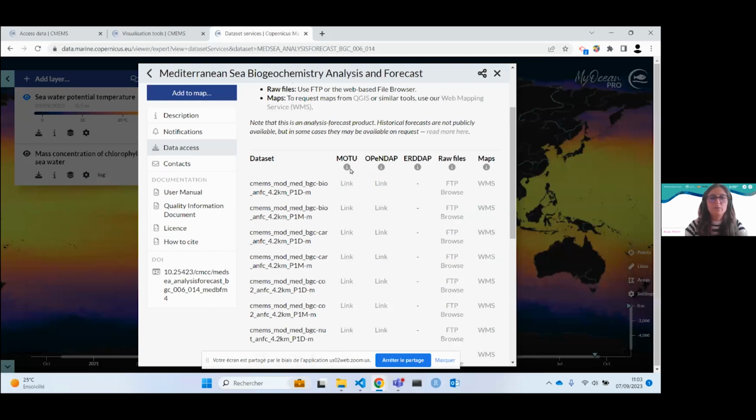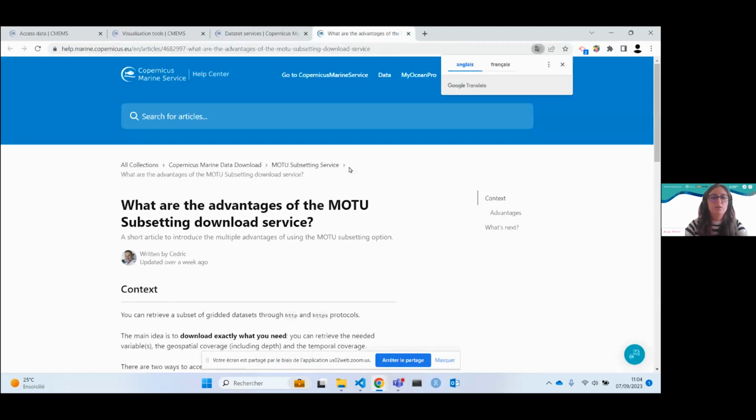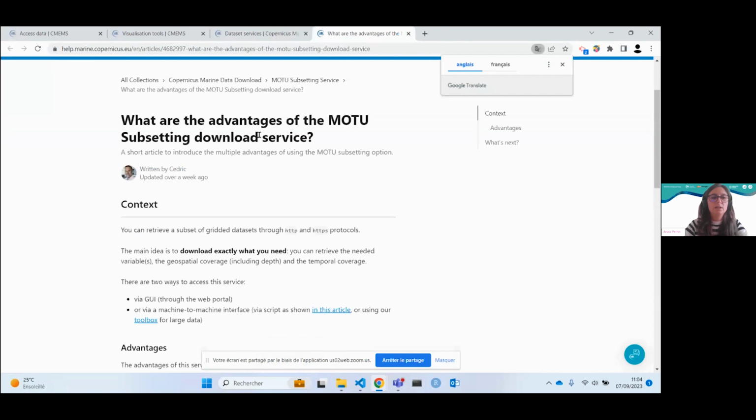By clicking on the small information button, you arrive on the articles of our Help Center linked with the chosen access mode. These articles are there to explain how these download modes work. Here is an example of our article on the advantages of the Motu download service.